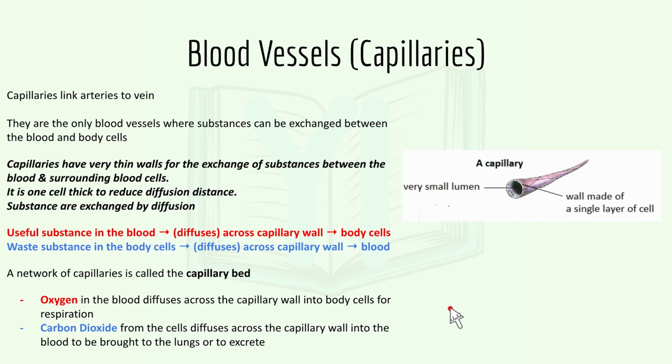So there are capillaries. Capillaries link arteries to veins, and they are the only blood vessels where substances can be exchanged between the blood and the body cells. You can have a read of the description for capillaries while looking at the diagram. And its wall is made of a single layer of cells so that the diffusion distance is small and the diffusion rate is high.